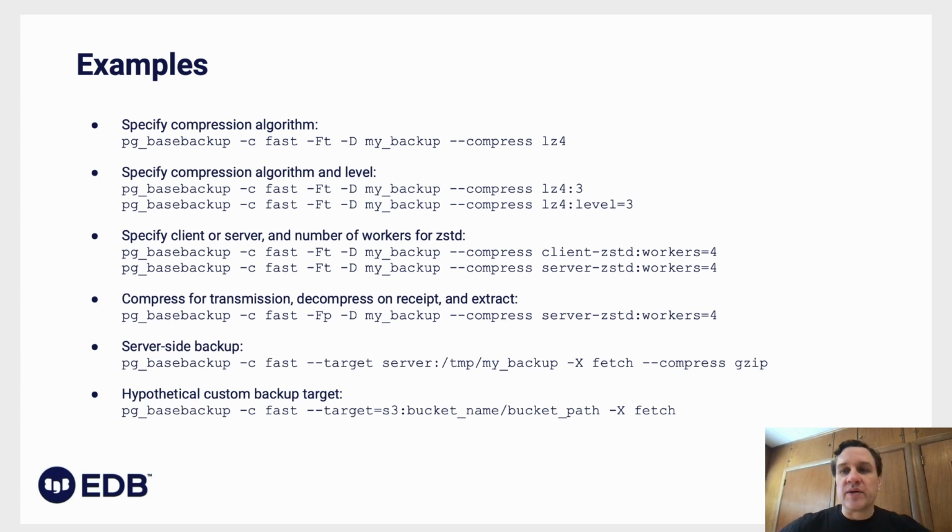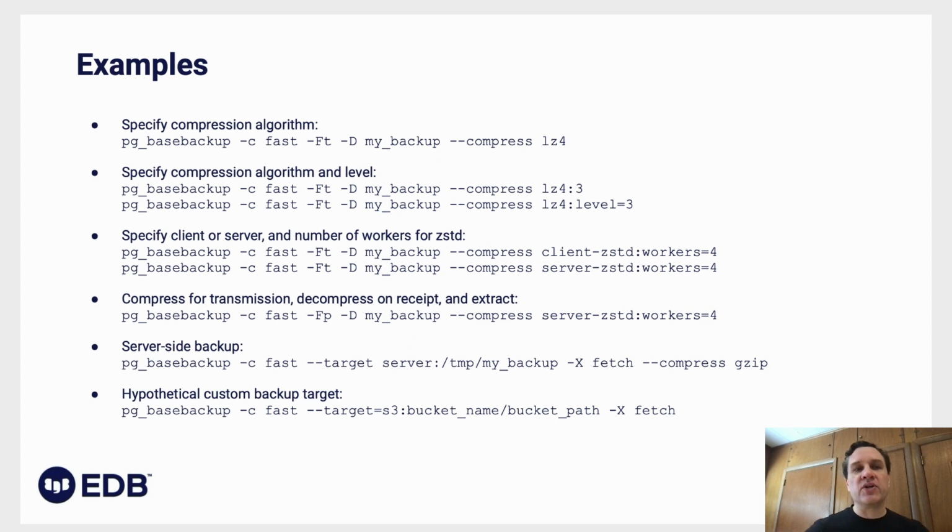There's an option as well to compress on the server side, transmit the backup in compressed form over the network, and then decompress the backup and extract it on the client side. And it's actually really easy to do that. All you do is specify server-side compression, and then instead of asking for a tar format backup, you ask for a plain format backup. So in this next example here, I say -F p. That means I want a plain format backup, which would normally be considered something that was incompatible with compression, but it's not really incompatible with compression if the compression is performed by the server, because the client knows how to decompress and then it can extract the backup.